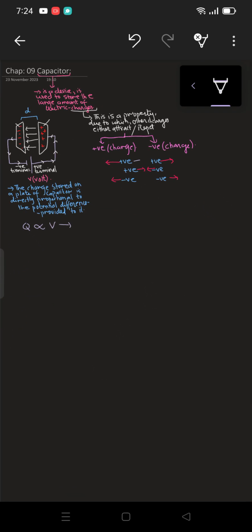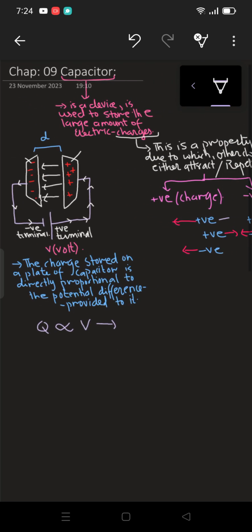Then we discussed the capacitor with the help of a diagram. We considered two oppositely charged parallel plates, separated by a very small distance d, right? The positive plate of the capacitor stores the positive charge and is connected to the positive terminal of the battery, and the negative plate stores the negative charge and is connected to the negative terminal of the battery, with potential difference provided V volt.